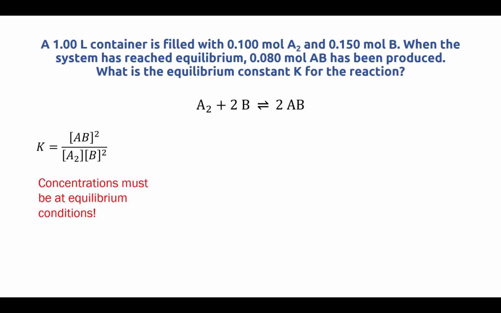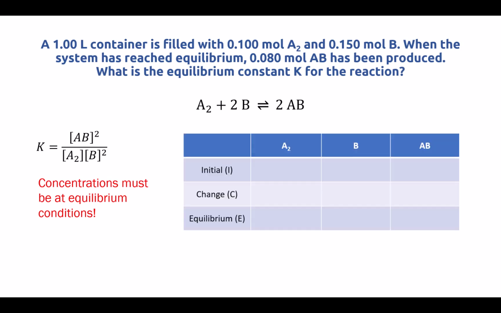So I can't just plug in the initial conditions that we're told we start with at the start of the reaction. We have to figure out how much is present at equilibrium. So an ICE table is something that we build that lets us look at the initial conditions, the change in conditions, and the equilibrium conditions. So that's where the ICE comes from: initial, change, and equilibrium. So we're going to look at our initial conditions first.